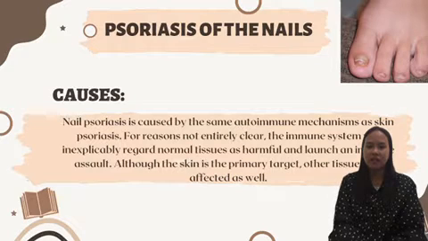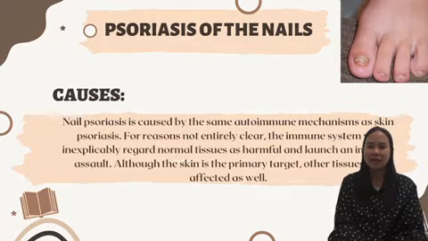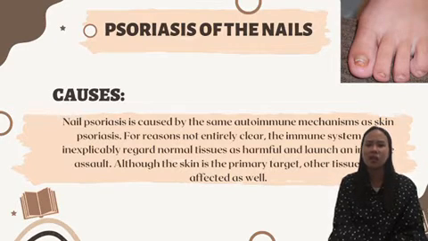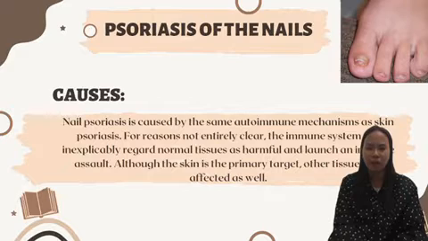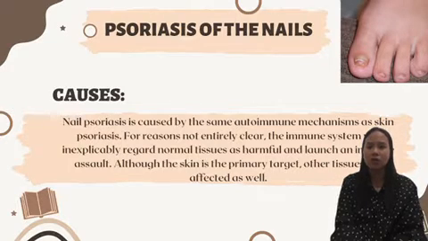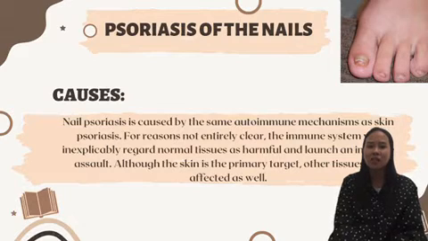Psoriasis of the nails is characterized by raw, scaly skin and is sometimes confused with eczema. When it attacks the nail plate, it will leave it pitted, dry, and it will often crumble. Causes of psoriasis: nail psoriasis is caused by the same autoimmune mechanisms as skin psoriasis. For reasons not entirely clear, the immune system will inexplicably regard normal tissues as harmful and launch an immune assault. Although the skin is the primary target, other tissues are affected as well.